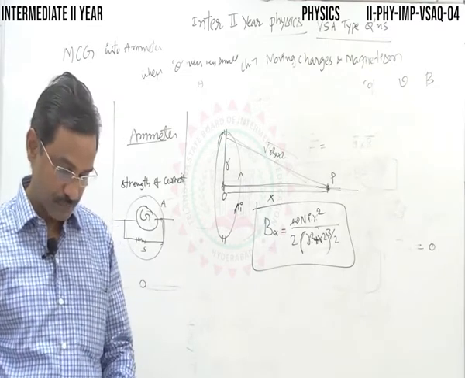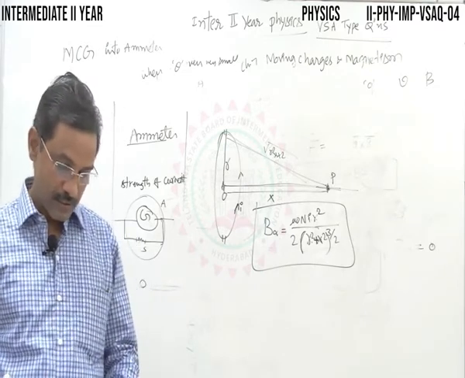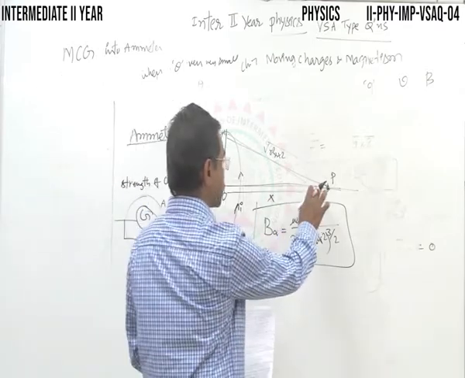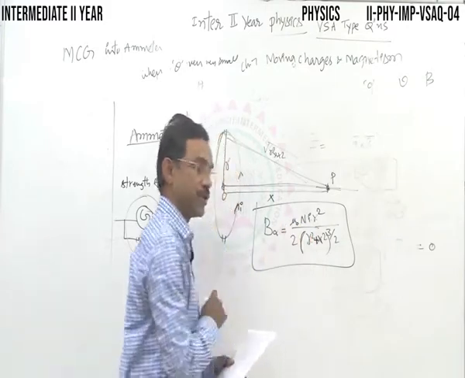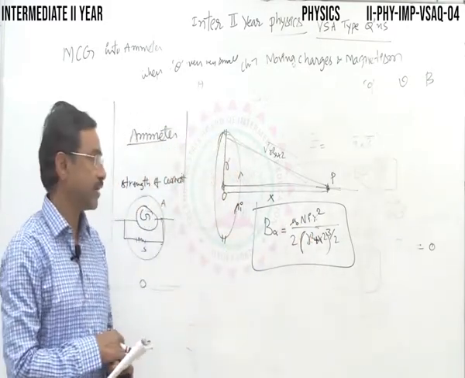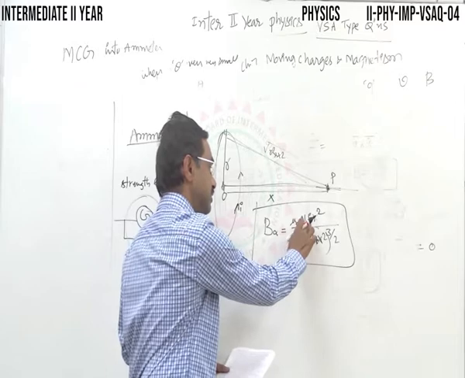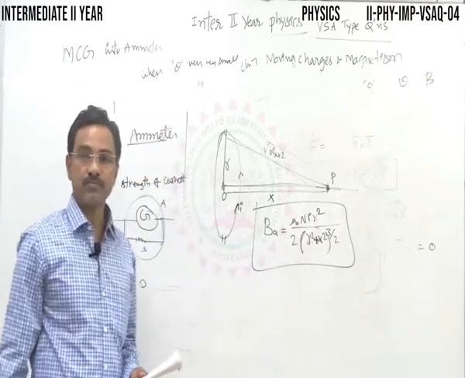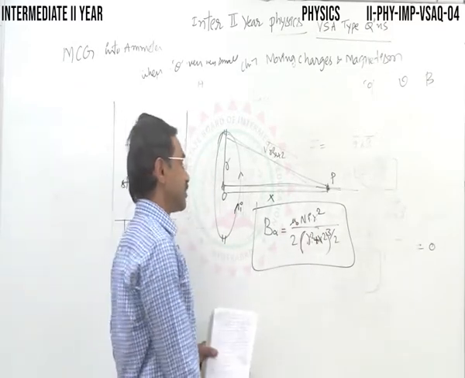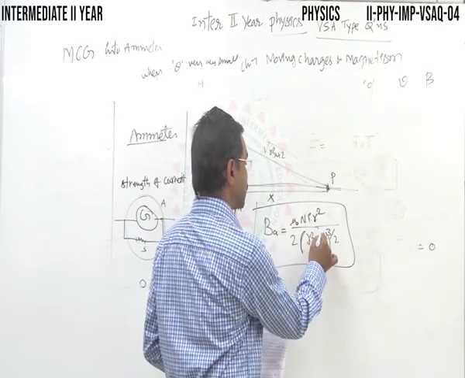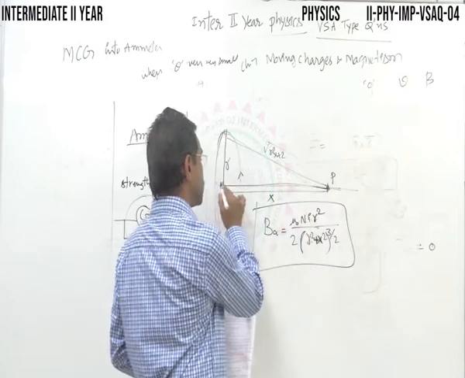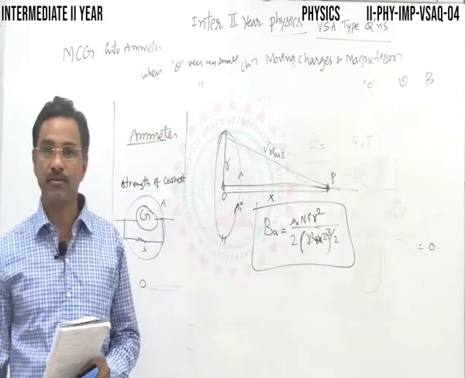Next question. This is the direct expression for the magnetic induction at any point on the axial line. Mu 0 is the permeability of free space, N is the total number of turns, I is the current flowing through the circular coil, r is the radius, and x is the distance of the point P from the center. P is lying on the axial line.